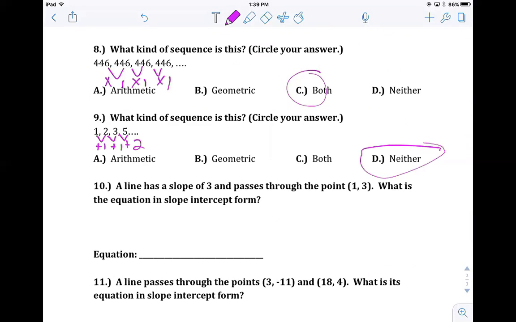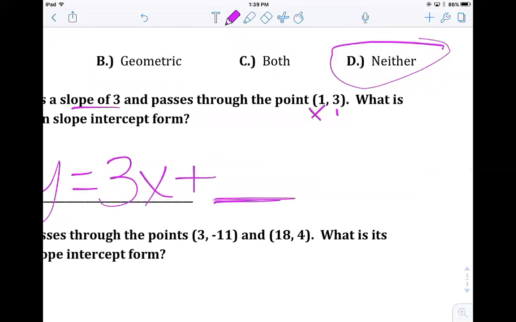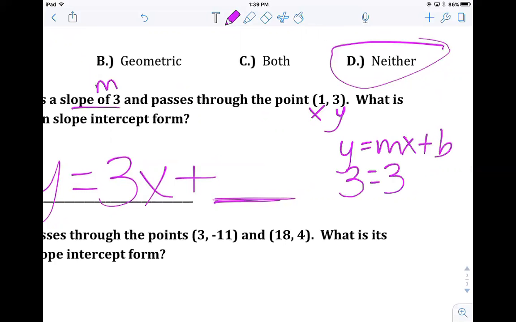All right, problem 10. A line has a slope of 3, passes through the point (1, 3). What is the equation? So right away, we know slope is 3. So you should automatically say y equals 3x plus, and then we're going to have this missing piece. So setting up what we know, our x, our y, and our m, we're going to substitute those pieces in. So we have 3, because that's our y, equals 3, which is our m, times 1, which is our x, plus b. Multiplying 3 times 1 together just gives us 3.